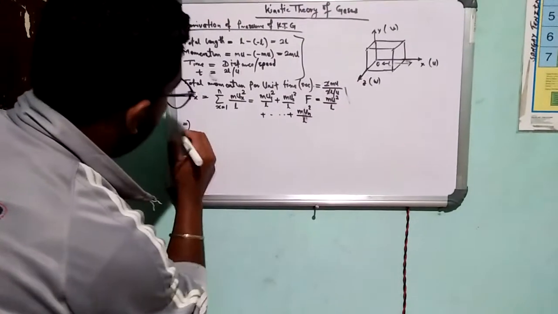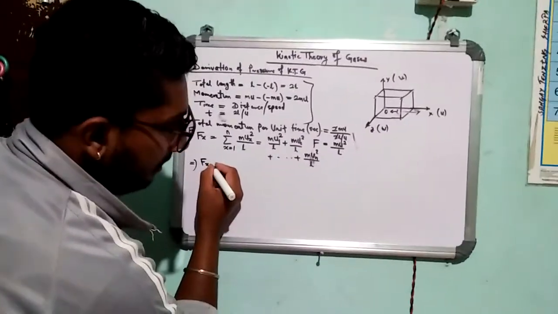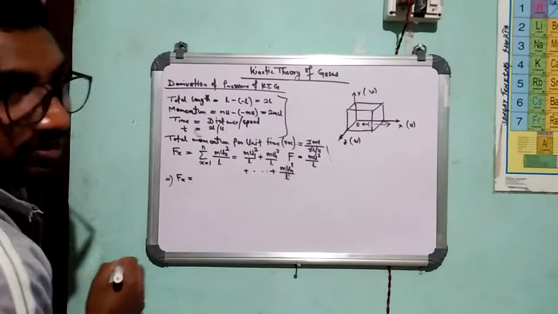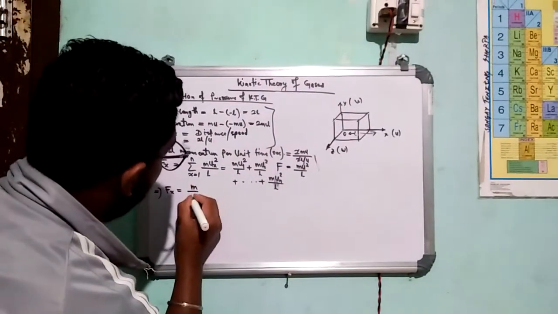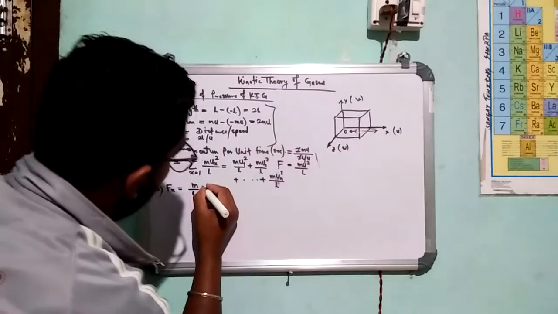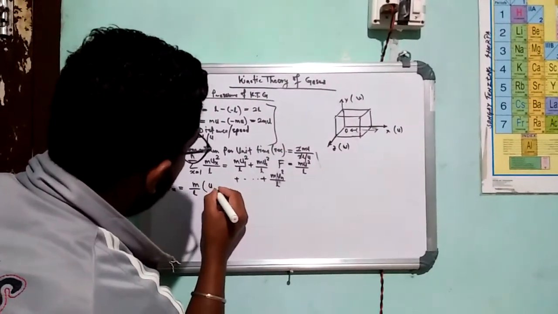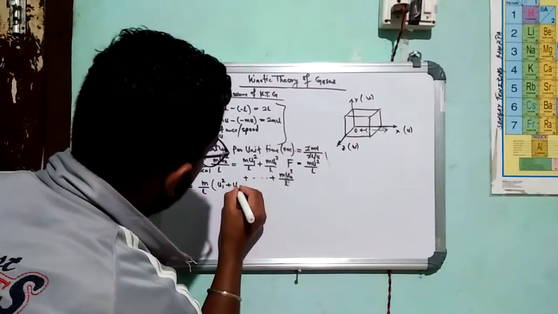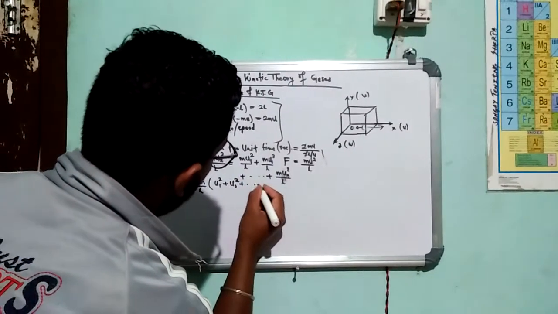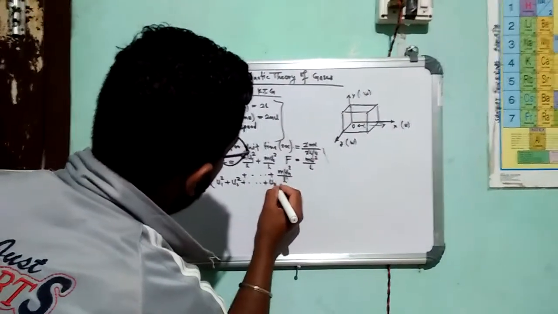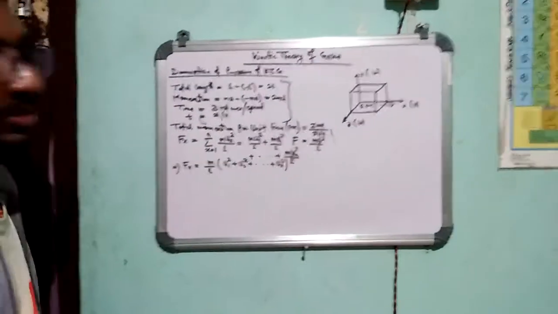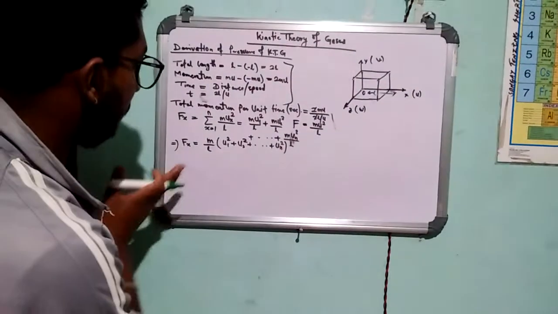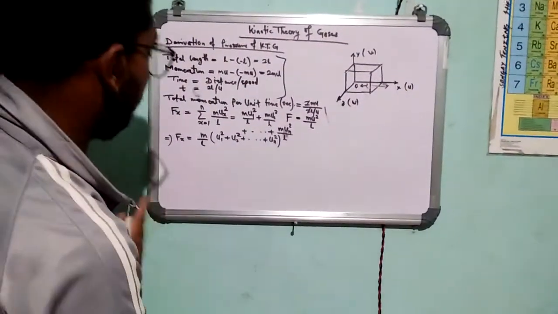So f of x is equal to m by l, since m is common all the time, so we can write u1 square plus u2 square plus dot dot dot plus un square. Okay, this is the force along the x-axis.